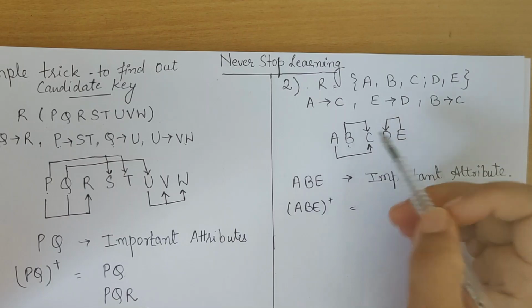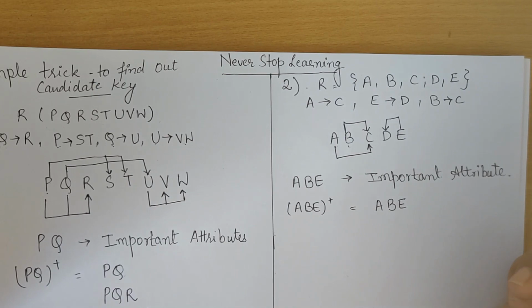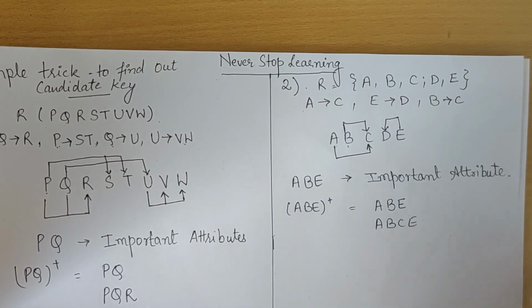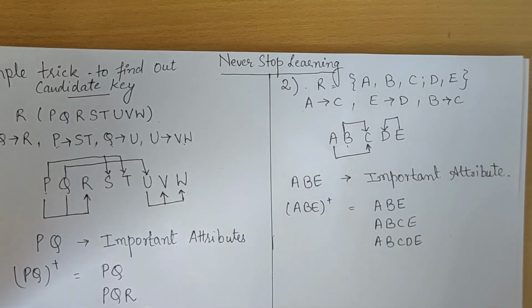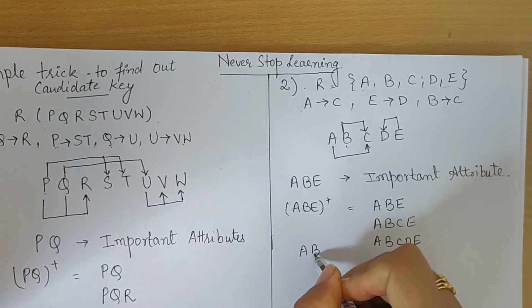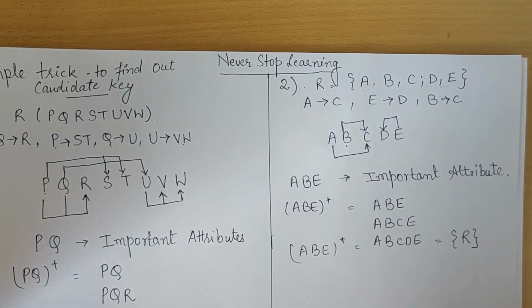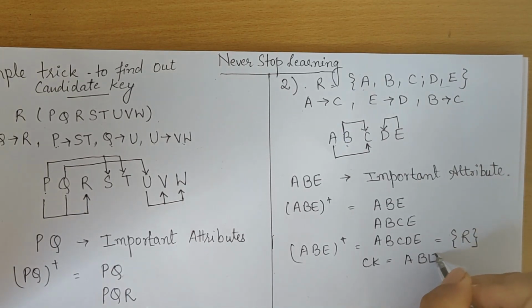How will we check that? The closure of ABE, in the result set I will get ABE. Then A determines C, so ABCE. Then E determines D, so A, B, C, D and E. Further I don't have to check because all the attributes of this relation R are present here. So the closure of ABE gives me the entire relation R. If I say that ABE is the candidate key, I'm not wrong, right? So the candidate key for this particular question is A, B and E.